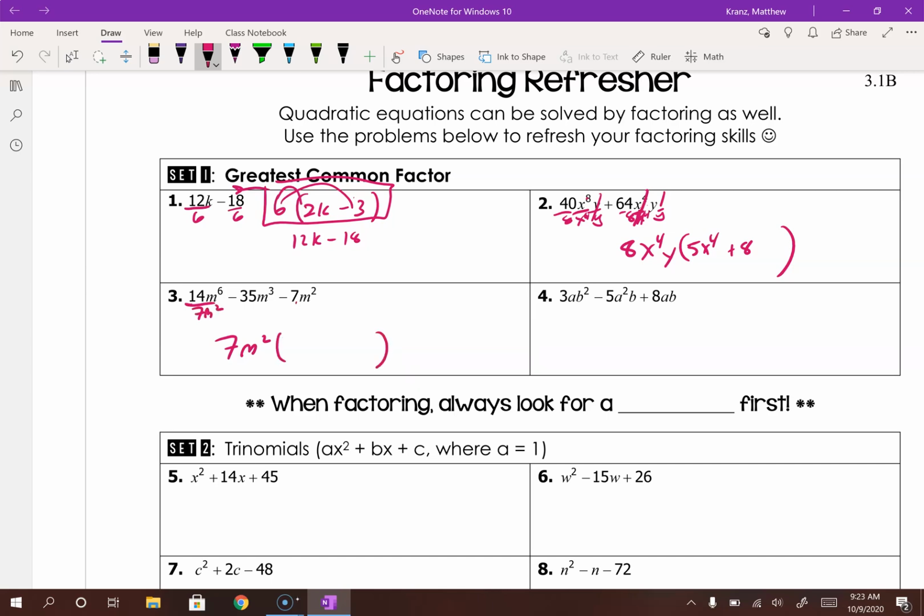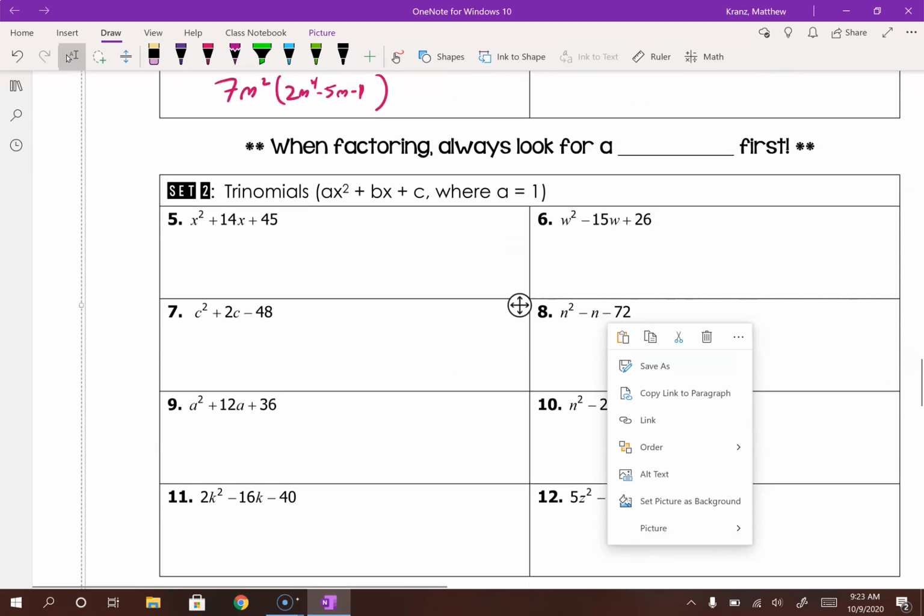14 divided by 7 is 2. M to the 6th divided by m squared is m to the 4th. Negative 35 divided by 7 is negative 5. M squared, right, m to the 3rd divided by m squared is just m to the 1st. And then negative 7 divided by 7 is a negative 1. And m squared divided by m squared cancel each other out. So that is your answer. We'll have you guys do number 4.